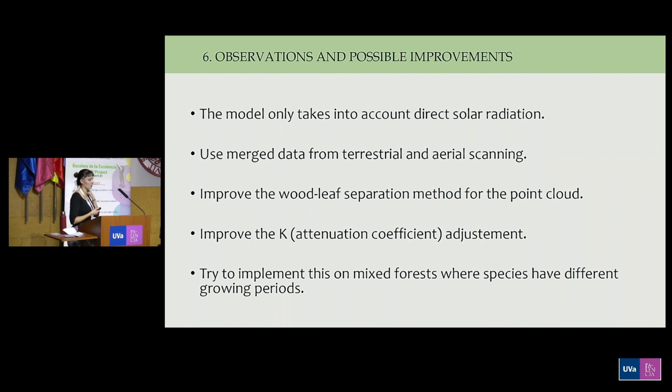One way to do this could be to go to Jarandilla and measure the solar radiation in the forest and outside the forest. So then we could calculate the real K of the forest and then do the adjustment. And finally, we could try to implement this on mixed forests where the species have different growing periods. So we have to adapt the problem a bit, but this could be interesting work.